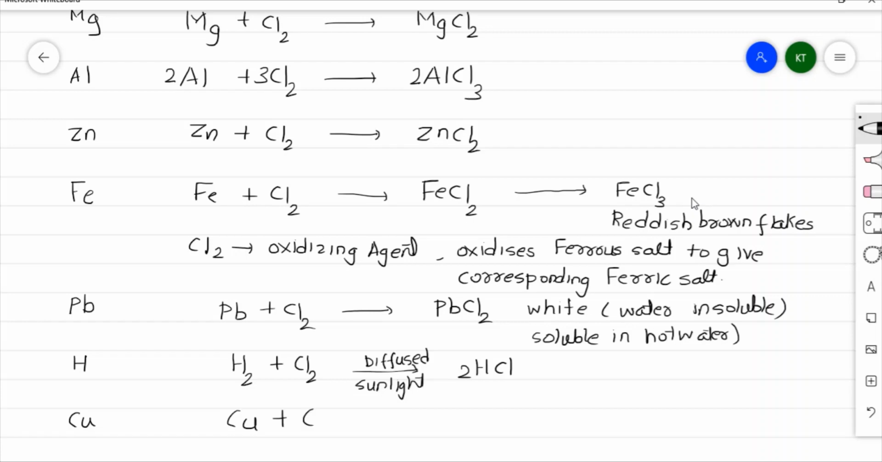Copper combines with chlorine in order to give me CuCl2. This is called cupric chloride, which is generally found as a blue color solid.